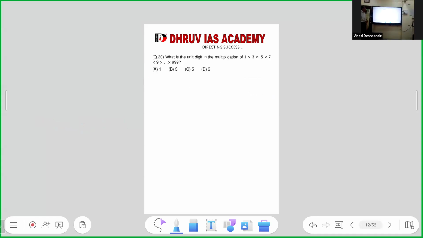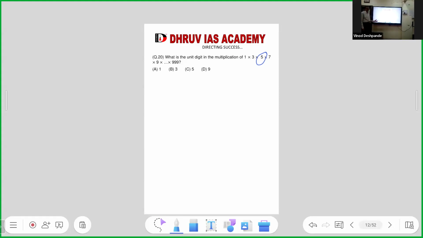Next one. What is the unit digit in the multiplication of 1 into 3 into 5 into 7 into 9 up to 999? And the options are 1, 3, 5 and 9. Here, basically if you observe, all the numbers are odd numbers. So you have to find the product of all the odd numbers from 1 to 999. If you observe this, there will be a 5. Any number multiplied with 5 will always end with 5.